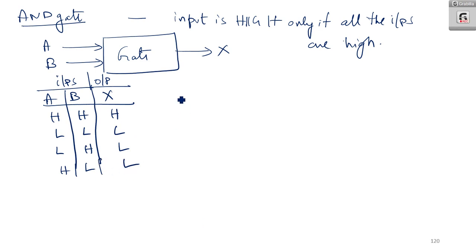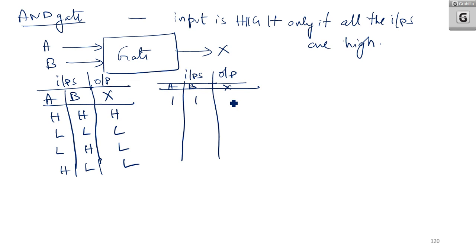Okay. Now, if you are representing it using logic 0 and logic 1, you are having inputs and output A, B, X. 1, 1, 1. 1, 0, 0. 0, 1, 0. 0, 0, 0. Okay. So this is the basic truth table. This is the truth table of an AND gate.